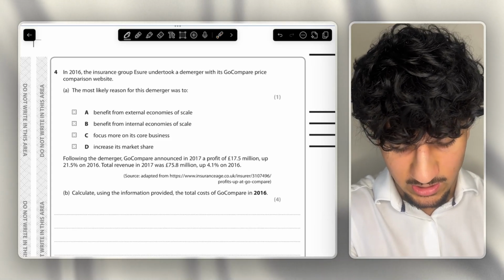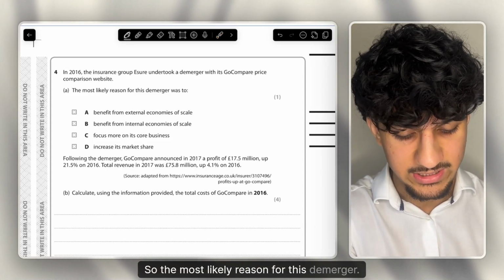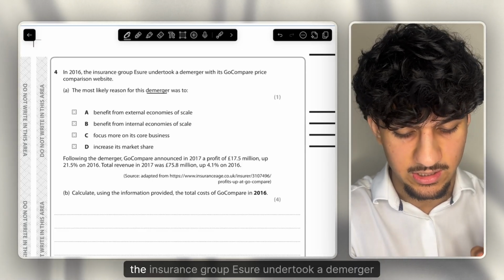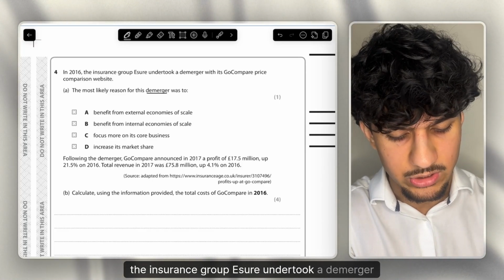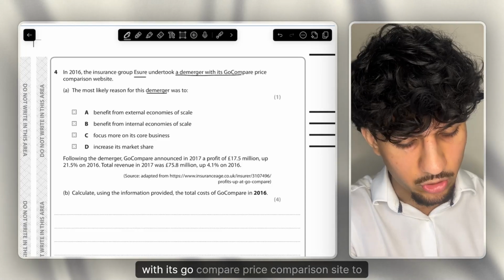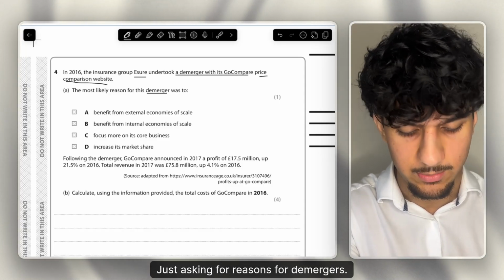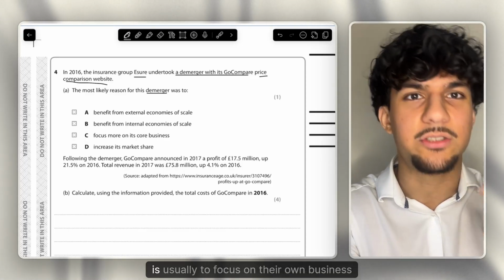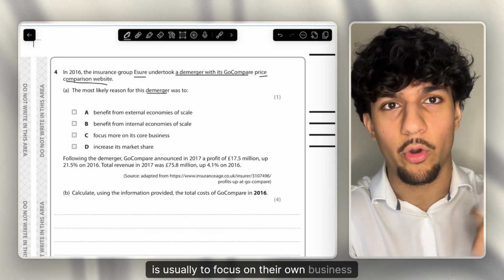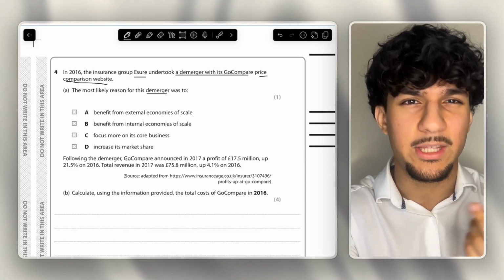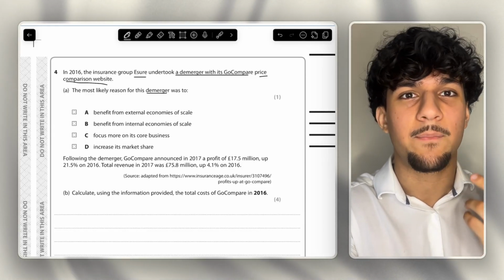So we have multiple choice. So the most likely reason for this demerger. So we're talking about a demerger. Let's have a read of the stimulus. In 2016, the insurance group eSure undertook a demerger with its GoCompare price comparison website. Just asking for reasons for demergers. Why do firms demerge? It's usually to focus on their own business objectives. And because, for example, when PayPal and eBay demerged, I believe it's 2015. Why did they do that?